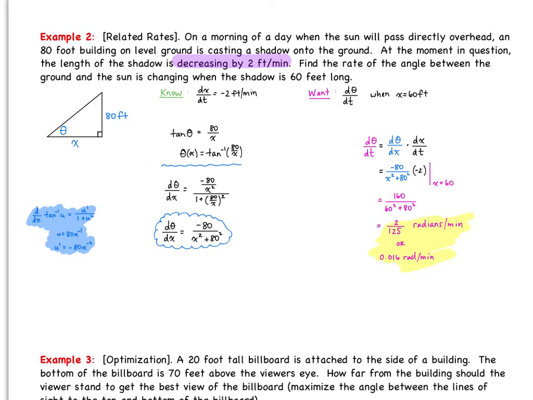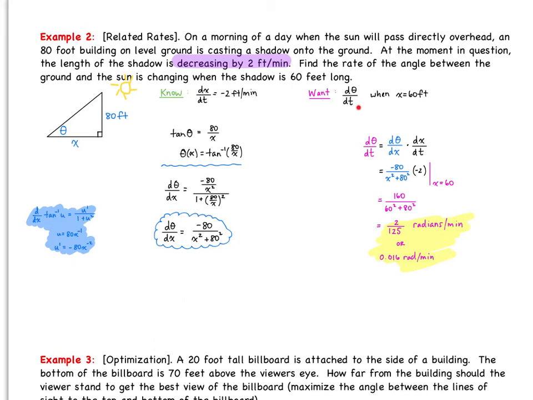Find the rate at which the angle between the ground and the sun is changing when the shadow is 60 feet long. I always start related rates off with what we know versus what we want. We know the length of the shadow, which I called x. If we draw our picture, theta is the angle with the ground. Our 80-foot building is casting the shadow, so our sun, if we're getting creative, is over here, casting that shadow of the building. Again, x is the shadow. The shadow is decreasing by 2 feet per minute, so dx/dt is -2 feet per minute.